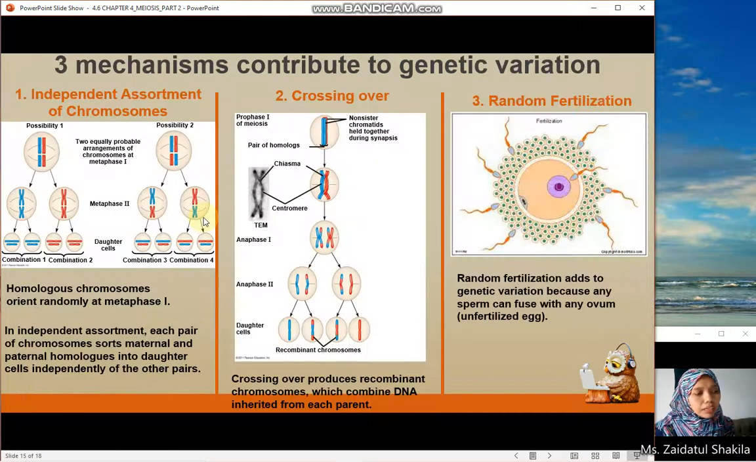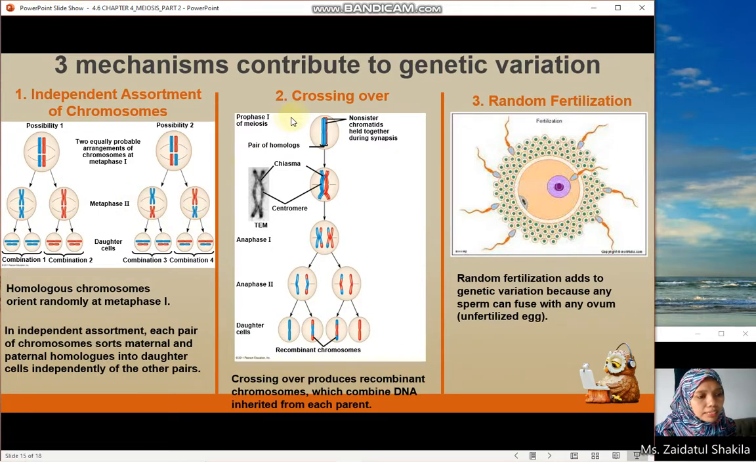There are three mechanisms that contribute to genetic variation during meiosis. Number one is through independent assortment of chromosomes. Homologous chromosomes are oriented randomly at metaphase 1. In independent assortment, each pair of chromosomes sorts maternal and paternal homologs into daughter cells independently of the other pair. Maybe the chromosomes line up in combination number 1, or maybe combination number 2, number 3, or number 4.